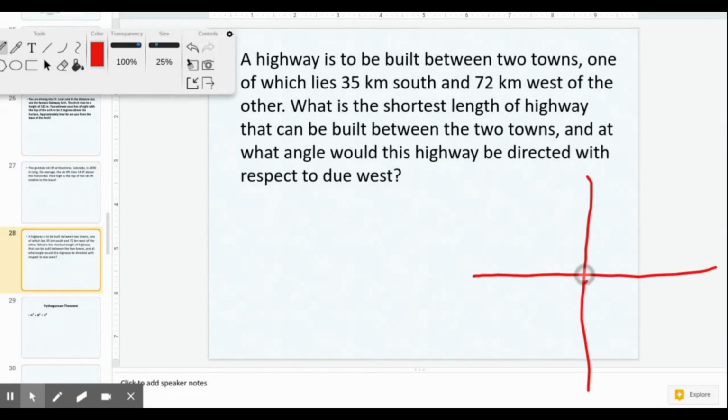So if our first town is the center point, our second town, we're going to make 35 south, and we'll say 35 south here, and then 72 west. So 35 south and 72 west. So the shortest highway would be the hypotenuse of that triangle.